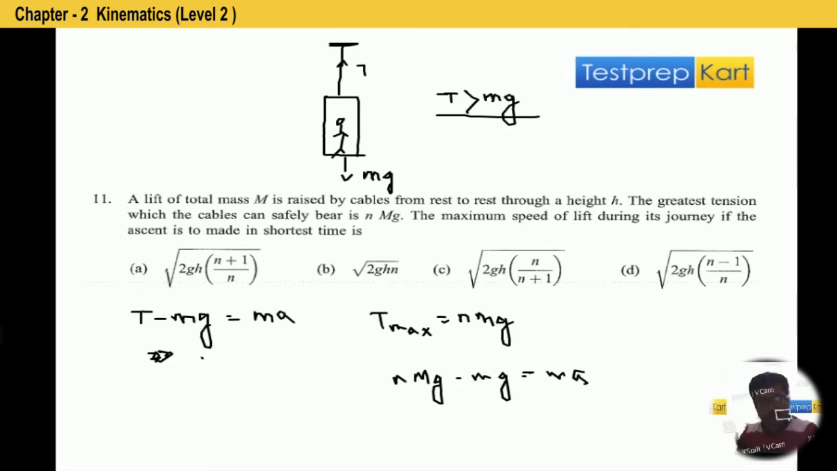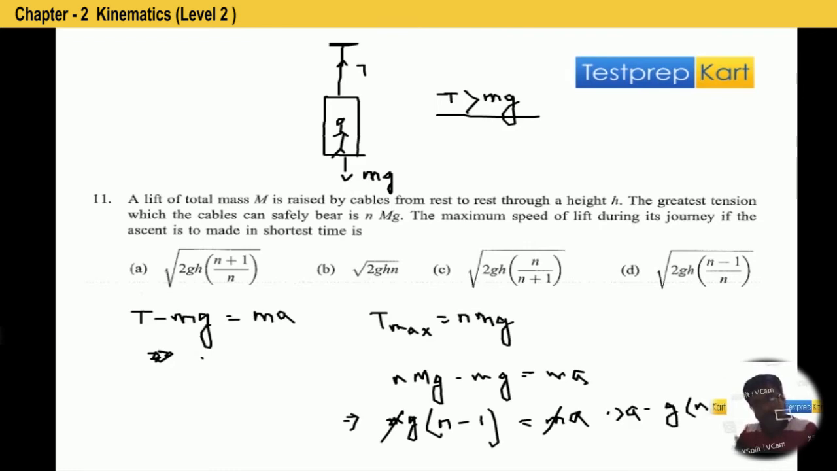So from here, if I take common mg, then it should be n minus 1 equals to m, cancel. So the value of acceleration becomes g into n minus 1.